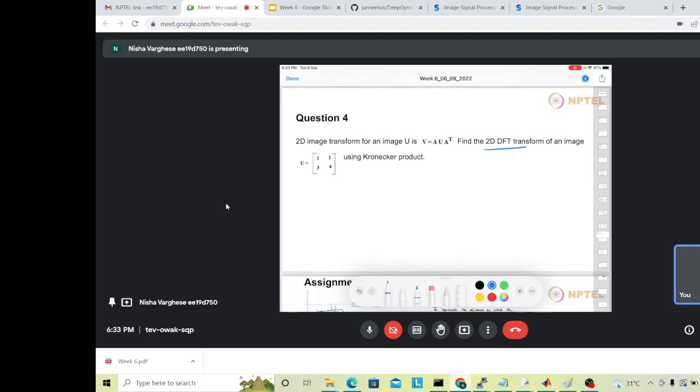So you have to find a 2D DFT. So first take the 1D DFT transformation matrix A that you know is 1 1 1 minus 1, into 1 by root 2. So U is 1 2 3 4. Okay, just find the column representation of that U. So U dash becomes what? 1 2 3 4. Okay, then without finding AKL star or something, just find the Kronecker product of A. What is that? A Kronecker A.